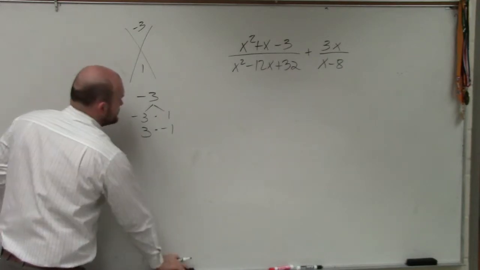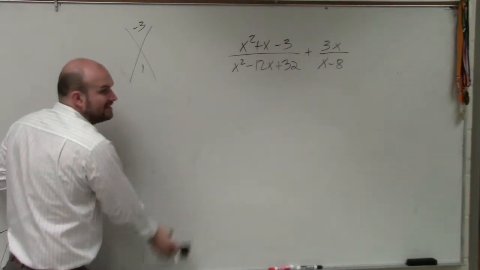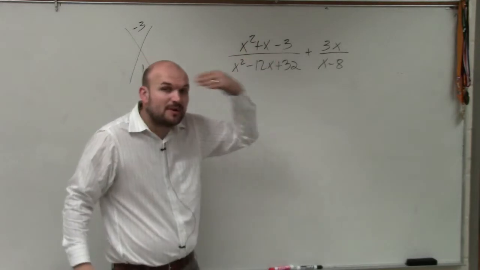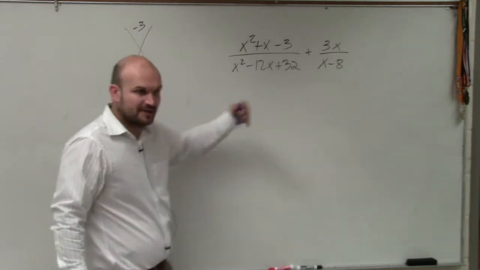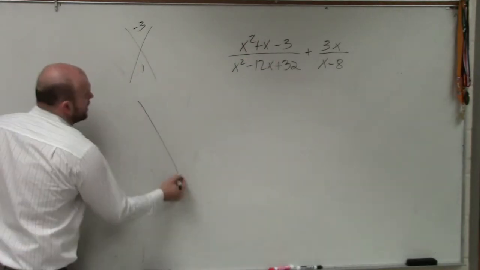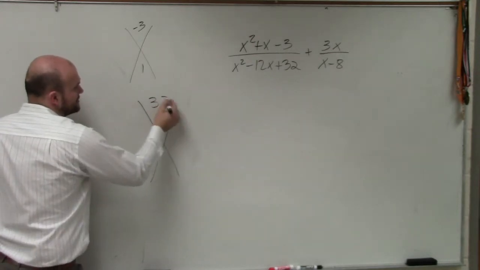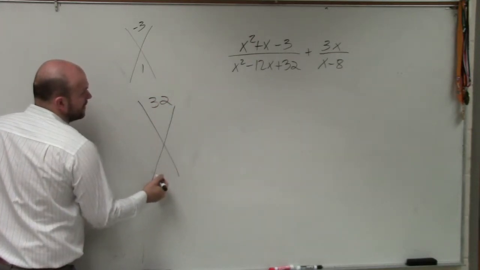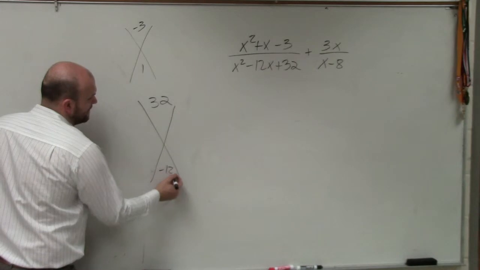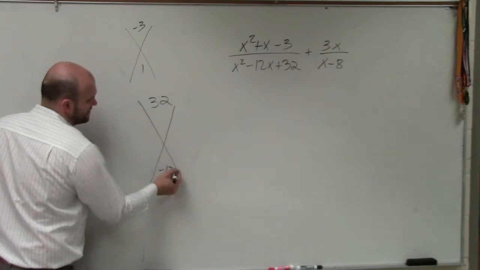OK? So what that means, ladies and gentlemen, is we just can't factor. But you always want to look into factoring everything. Now, we do the next one. I have 32 and -12x. Or -12, I'm sorry, x. Where the heck did that come from?